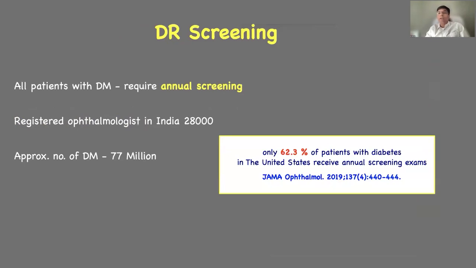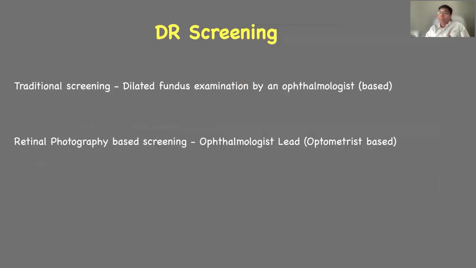Now, we all know that diabetic retinopathy is a disease that can be prevented by regular and periodic screening. However, even in the best of the centers in the West, only about 60% of the patients undergo the regular screening process which is advocated. So in India, we hardly have anything like that. We don't have a systematic screening program in India. What we generally do is we have two sets of screening strategies. One is traditional screening, which is done by the ophthalmologist by doing a dilated fundus examination, but it's really inexpensive and inadequate in a large country like India.